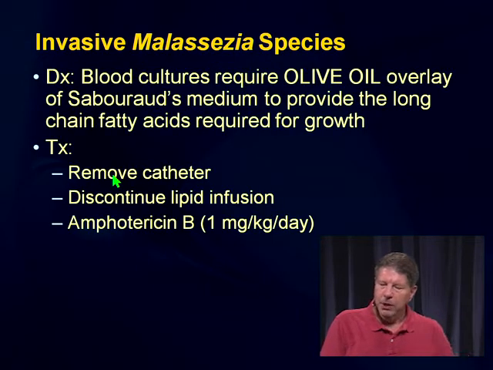You diagnose it with blood cultures, and this is what's kind of crazy about it. It requires an olive oil overlay on the media to help it grow. So they may say something about olive oil in there. You're like, what the heck? Treatment: you get rid of the catheter, you stop the lipids, and you put them on Ampho-B. So any kid, any age, who has a fungus in their central line or has a fungemia and they have a central line, you've got to pull the line. Always pull the line.